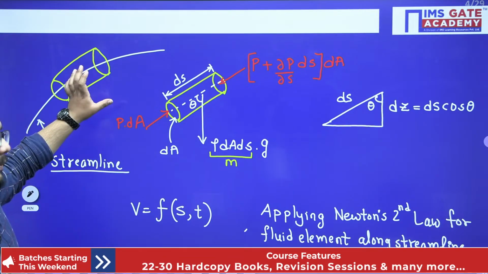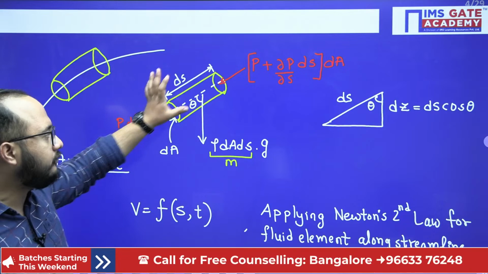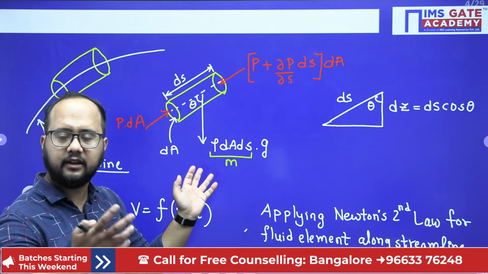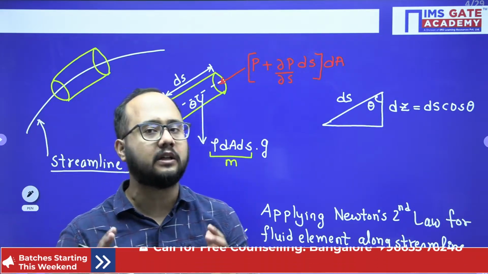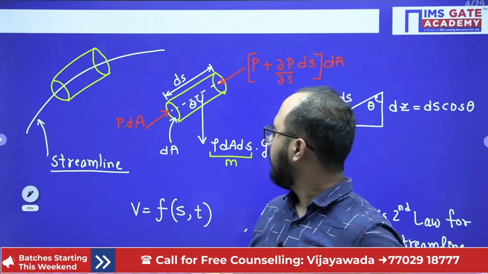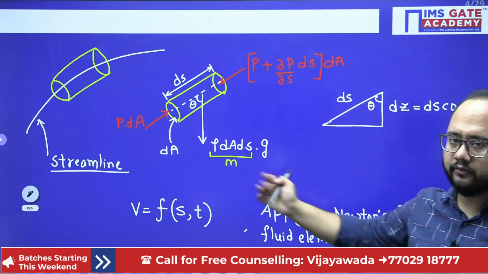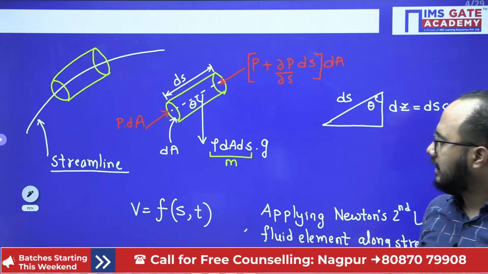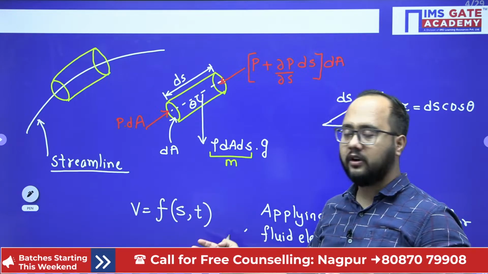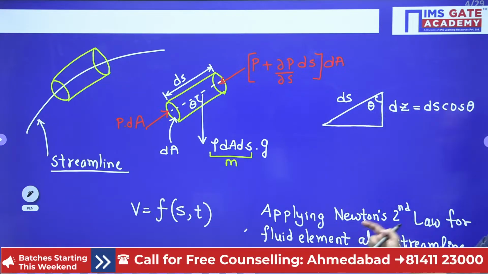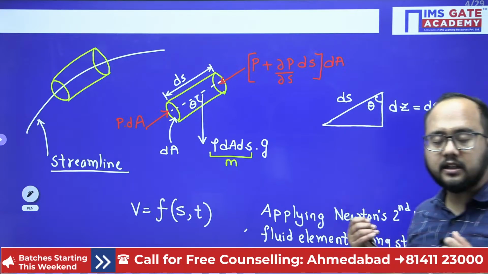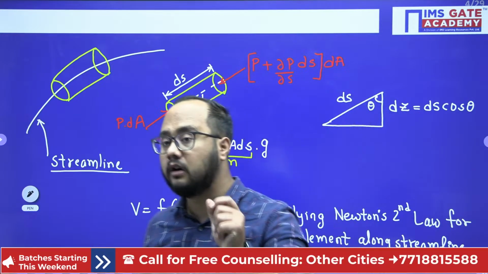This is my fluid element. For that fluid element, I have seen what forces are involved. So basically for the Euler's equation, I will be taking pressure and gravity forces only. So pressure forces, gravity, that is weight, we have taken. Most importantly, velocity is a function of space and time, and applying Newton's second law for the fluid element along the streamline.